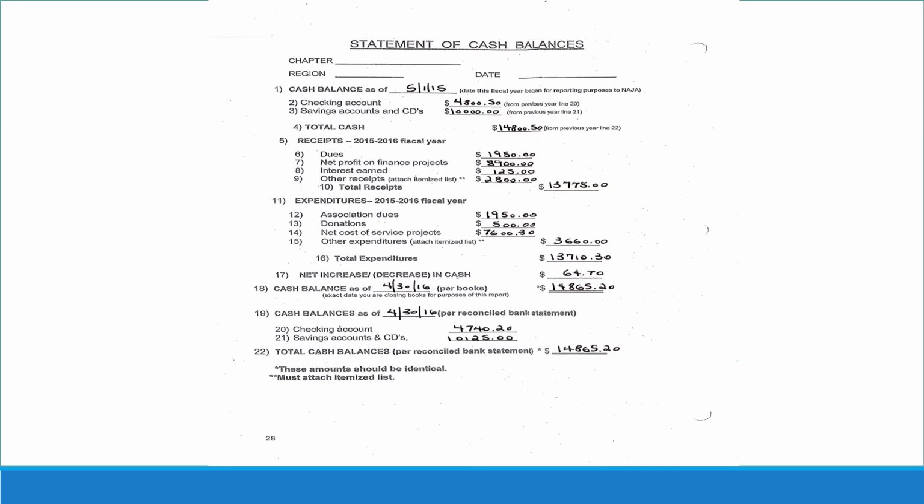You will then need to enter the year-end reconciled balance of your checking account on line 20 and the reconciled balances of any other accounts on line 21. The total of these two amounts would then be entered on line 22. Remember that the amounts on lines 20 and 21 are not necessarily the amounts on the bank statements. If there are deposits in transit or checks that have not cleared, these need to be considered.